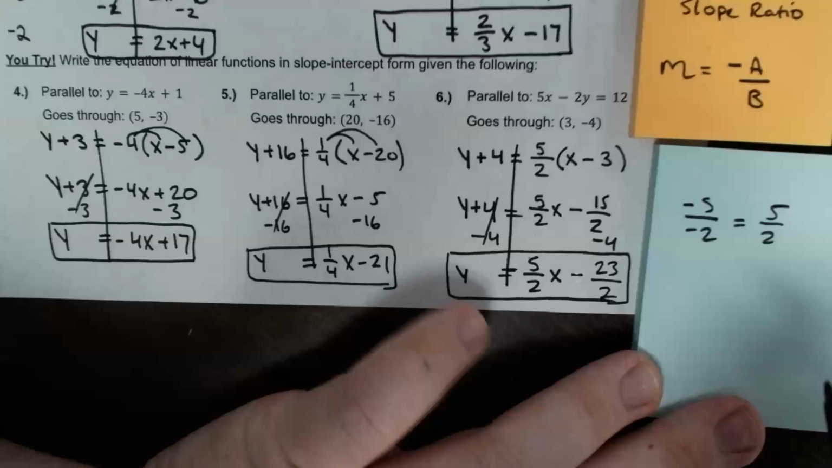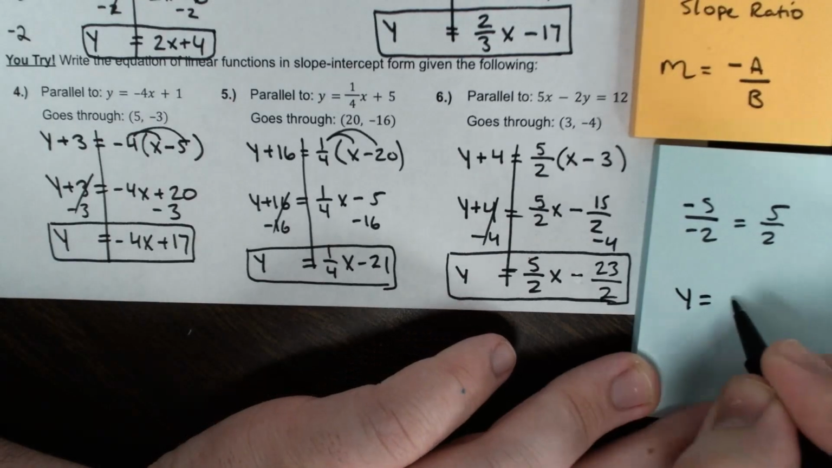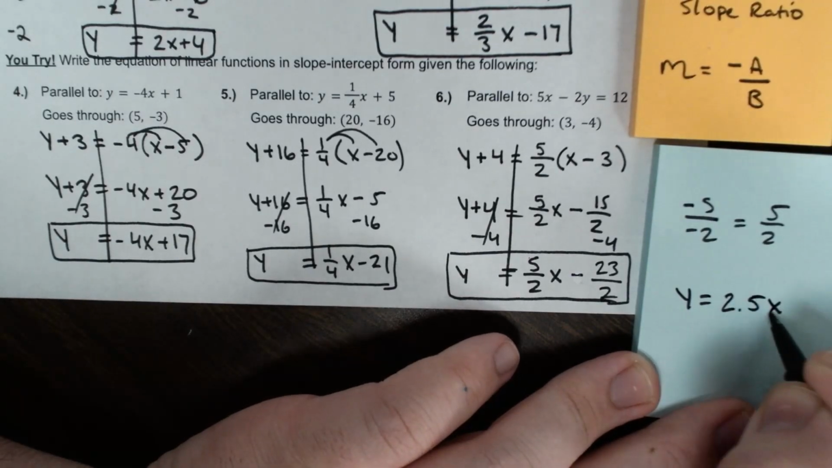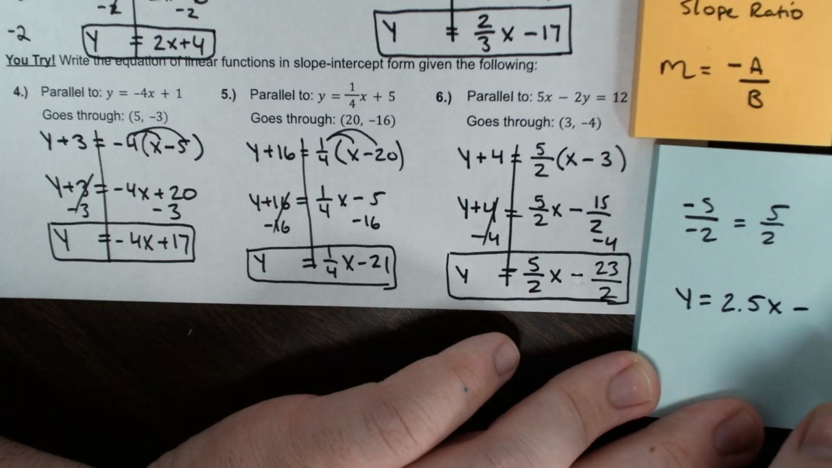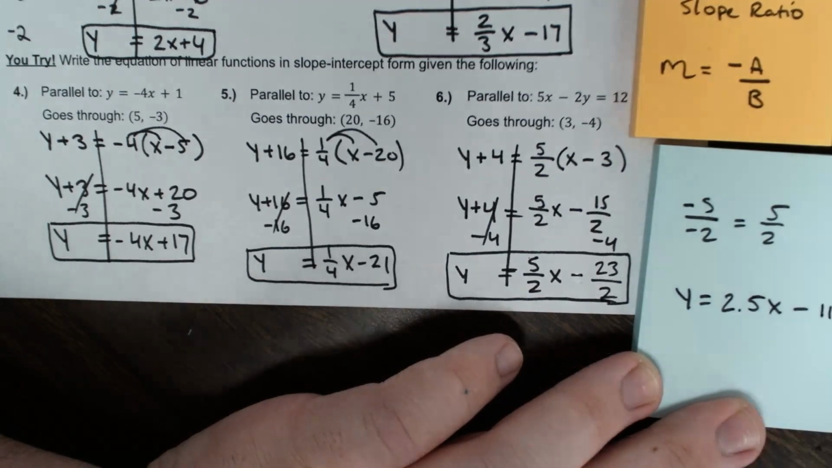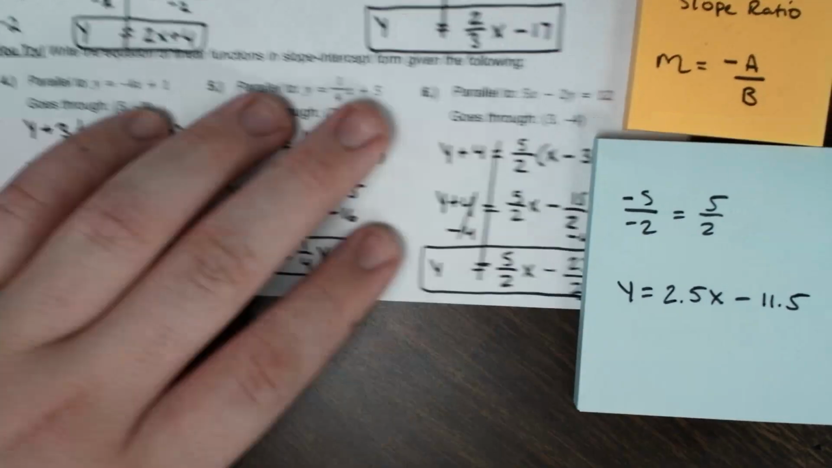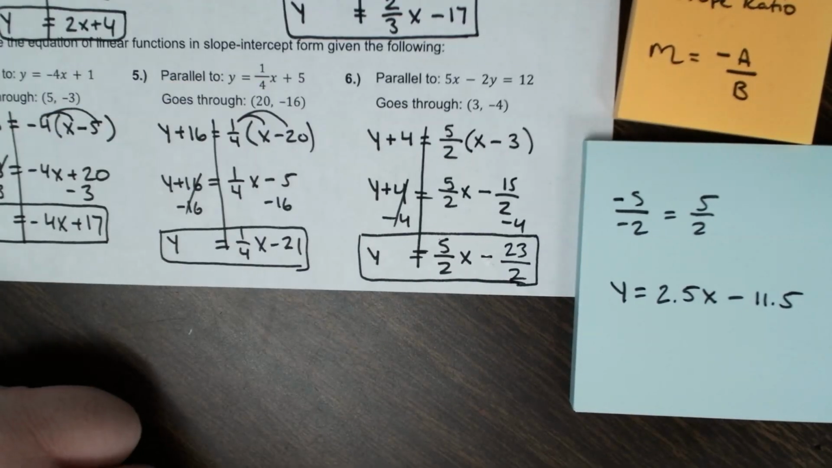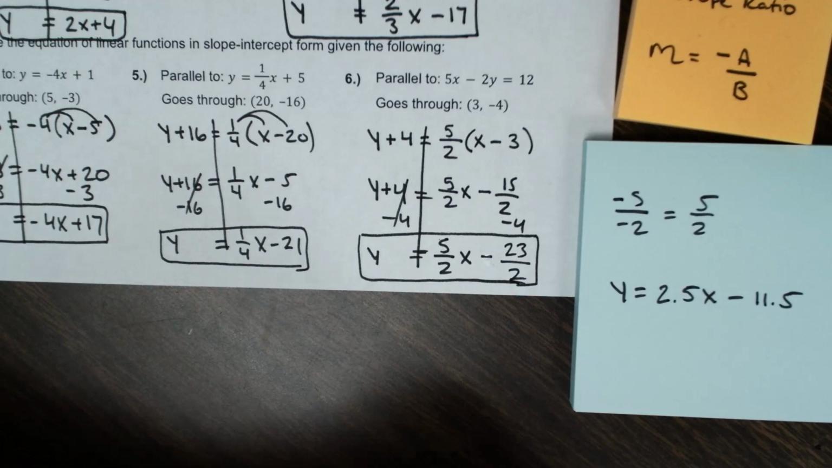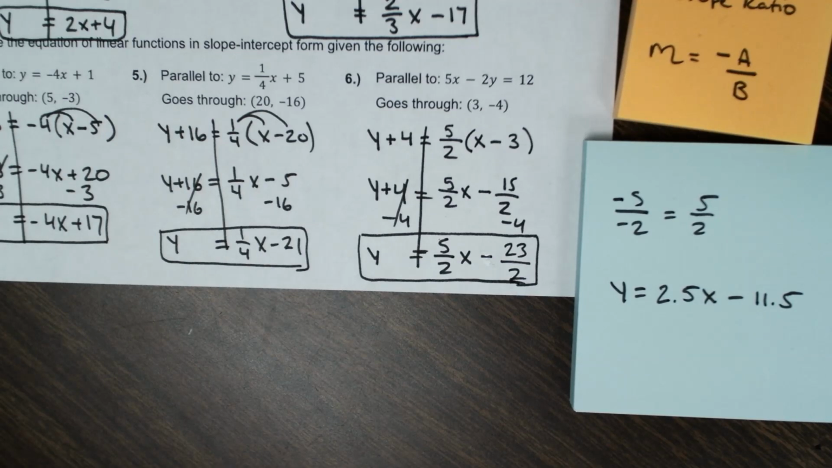Now you could have also written here y equals 2.5x minus 12.5, 11.5. That works also. Questions? Okay.